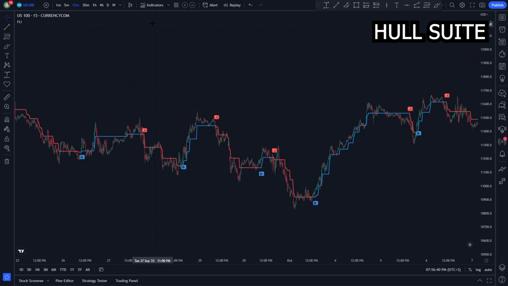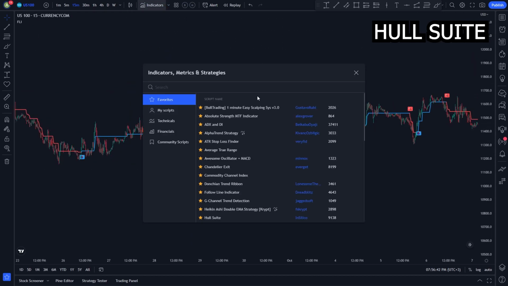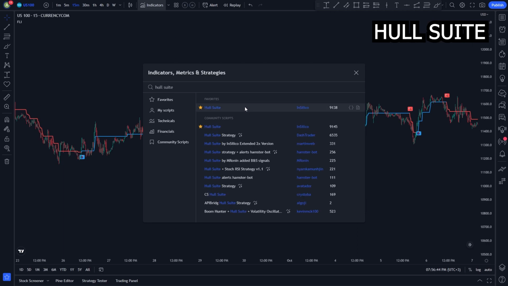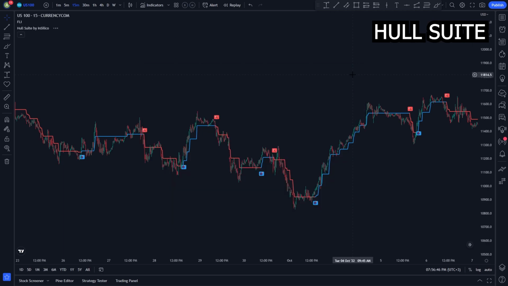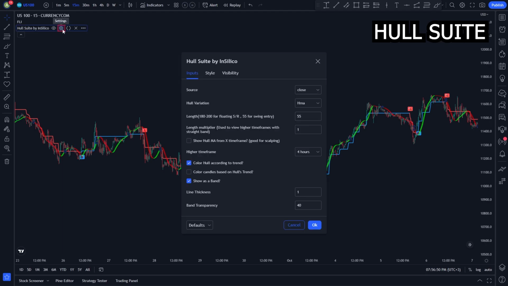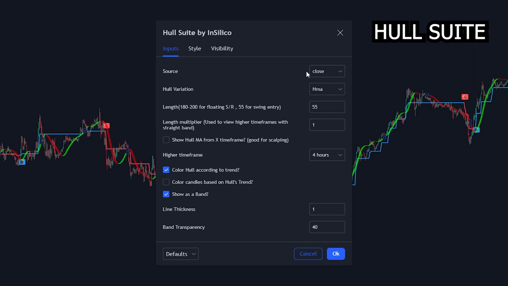To add the indicator to your chart, you click on the Indicators tab, then search up Hull Suite. We will use this one by Insilico. After we have added the indicator, we need to change its settings. We click on the Indicators Settings button. We head to the Inputs section.